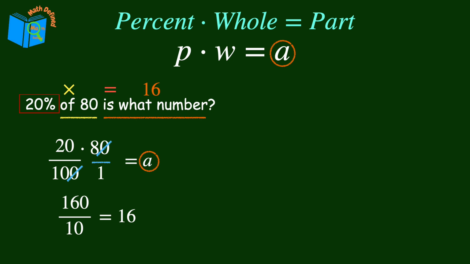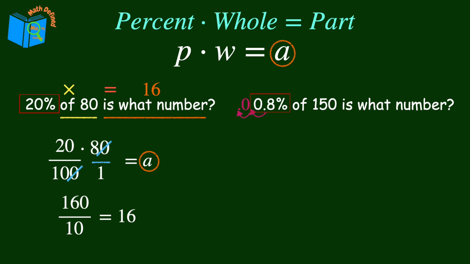Now let's try a smaller percent. 0.8% of 150 is what number? This time we'll write the percent as a decimal instead of a fraction. To convert 0.8% into a decimal, divide by 100 or just move the decimal point 2 places to the left. 0.8% written as a decimal is 0.008. The phrase of 150 tells us to multiply by 150.